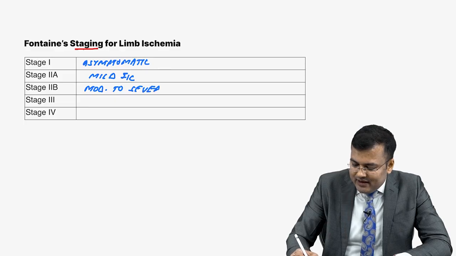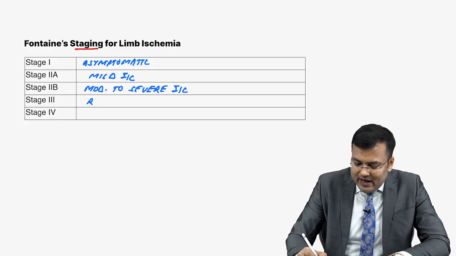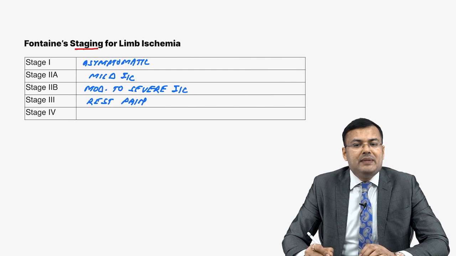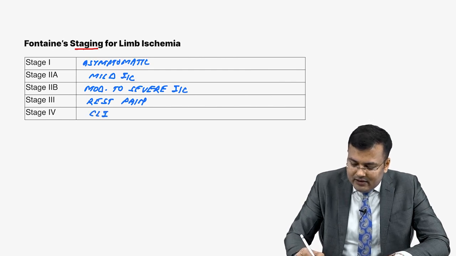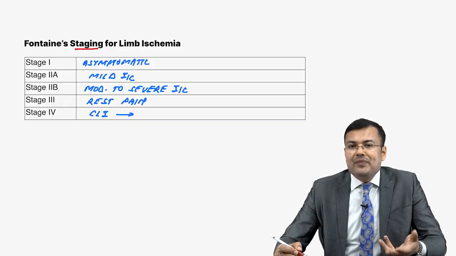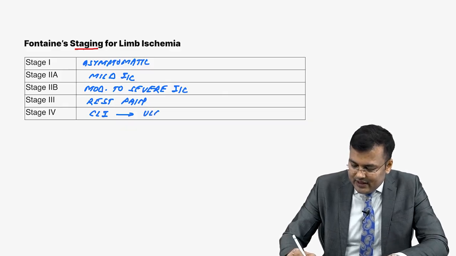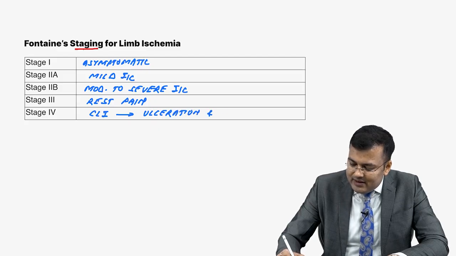So these patients are having moderate to severe intermittent claudication. Stage 3, these patients are having rest pain. And what happens in stage 4, guys? Here, the patient is having critical limb ischemia. And what will happen? This critical limb ischemia can progress to ulceration and ultimately gangrene.